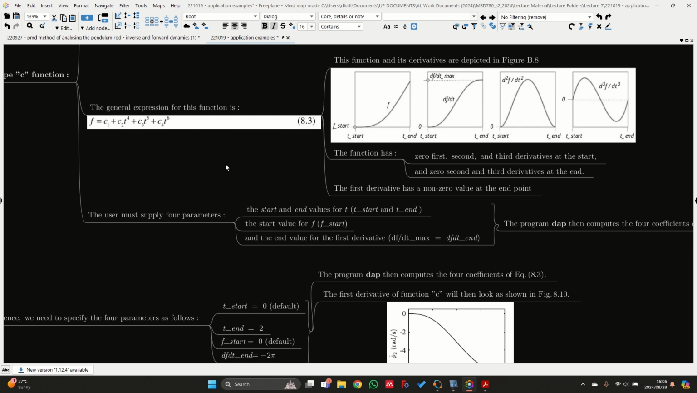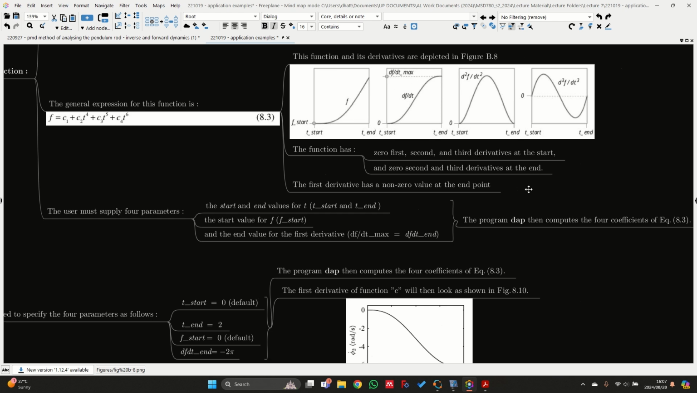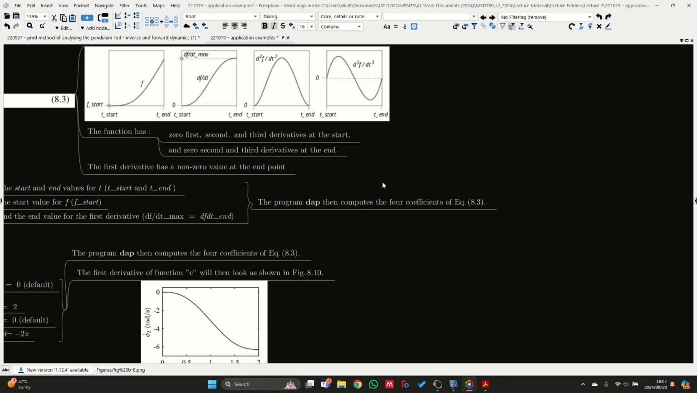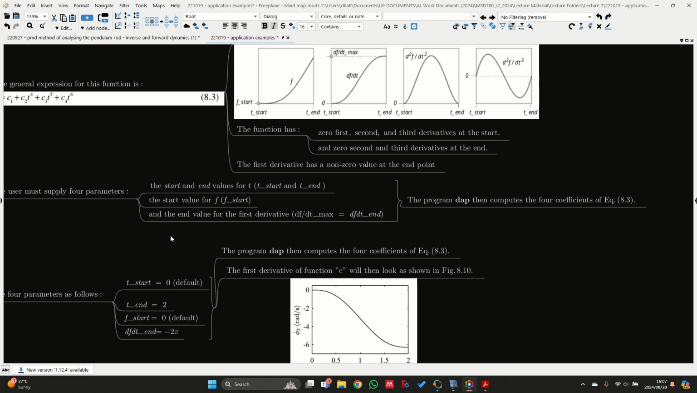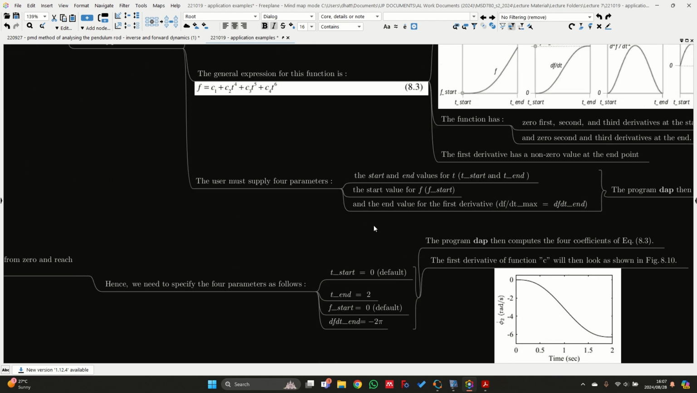Based on all of this, the user must supply 4 parameters: the start and end values for the time t, so t start and t end, the start value for f, which is f start, and then also the end value for the first derivative, df dt max, which is also equal to df dt end, this value that we see here. The program DAP will then compute the 4 coefficients of equation 8.3, and then apply it as a driver motor function to whatever motor we are applying to the system.